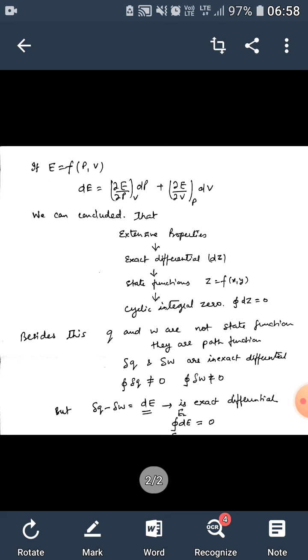So you can understand what is exact differential, what is inexact differential. Exact differentials are state functions, are extensive properties, and their cyclic integral is 0. Inexact differentials are intensive properties and their cyclic integral is not equal to 0.